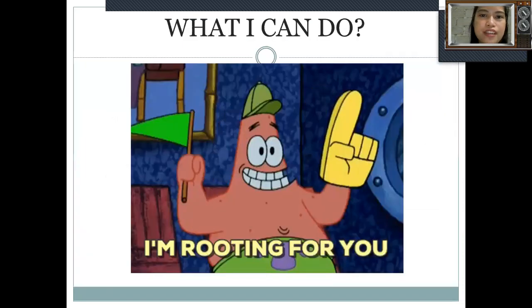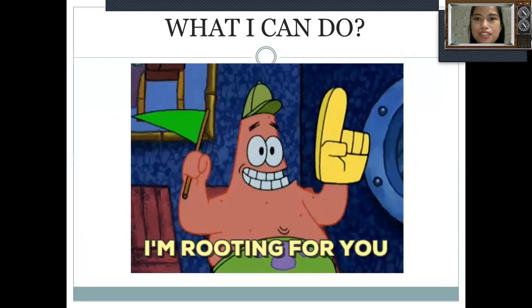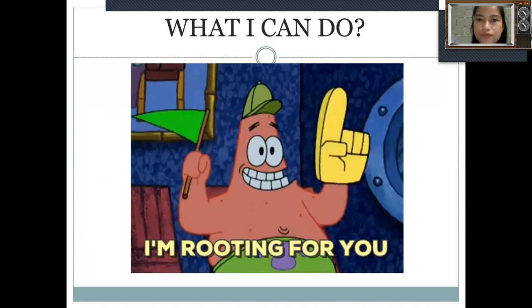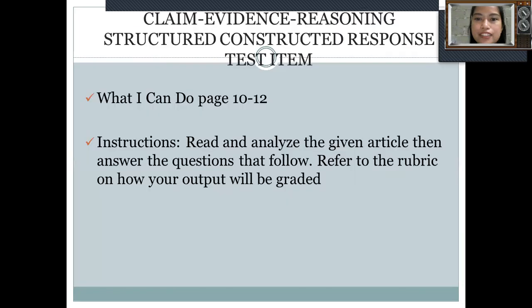So let's proceed to the additional activities, and you are expected to submit this one, your answer sheets, the What I Can Do activity. So I'm really rooting for you to submit this one, okay? Answer it properly, label your answer sheet properly, okay? And don't forget to put your name on it. So claim evidence reasoning structured constructed response test item. You can see this on pages 10 to 12 of the enhancement module.